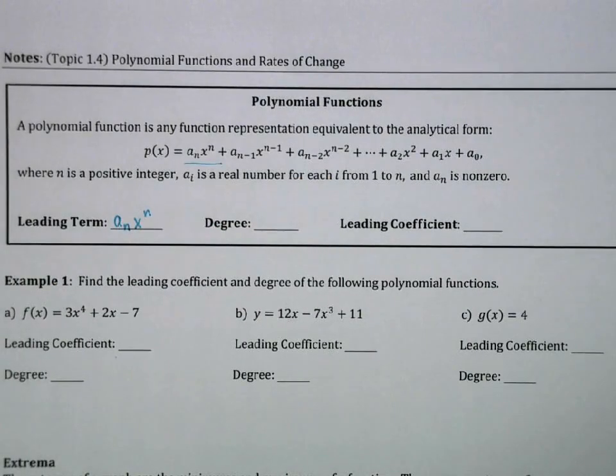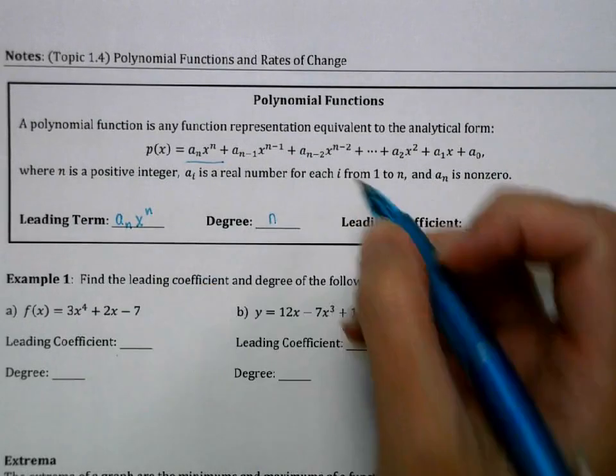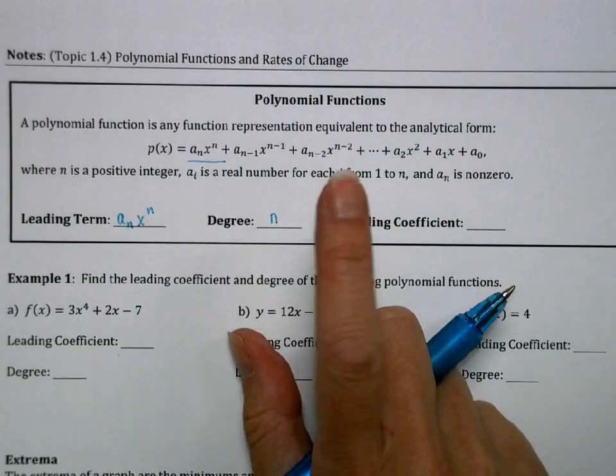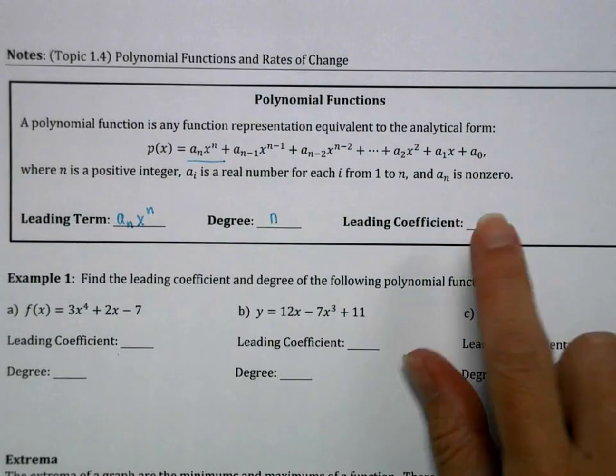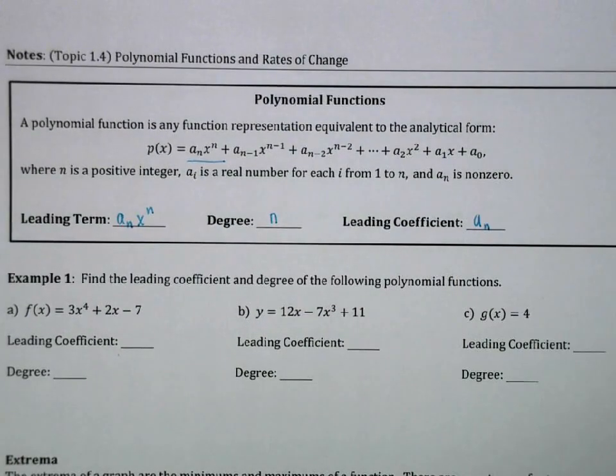Okay, and then we break it down further. The highest power is going to be the degree, and if it's written in standard form, meaning highest degree to lowest degree, it'd be the first one. It doesn't always have to be the first one. But the highest degree is your power, and then the coefficient for the term that has the highest power is our leading coefficient.